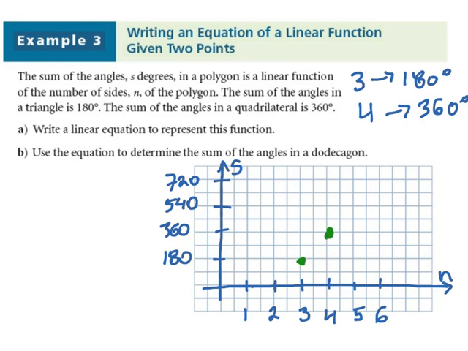And since it's a linear function, we can find the slope of it. There are 2 ways to find the slope in this case. Because we have a graphic representation, we can just find the rise and the run. So the run is 1 unit, while the rise is exactly 180 degrees.